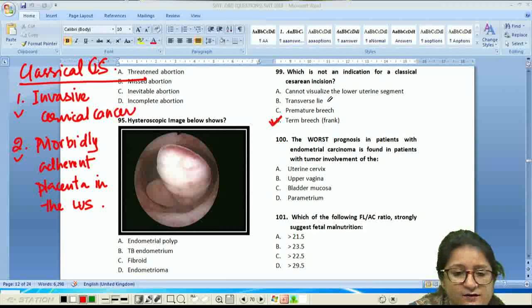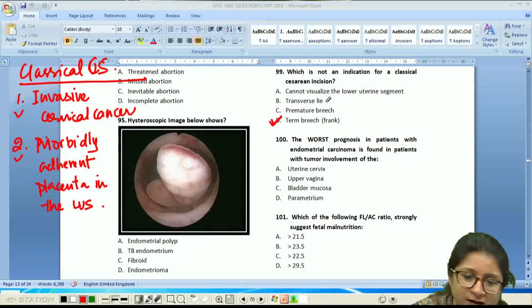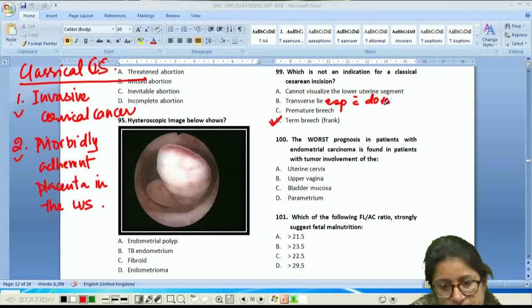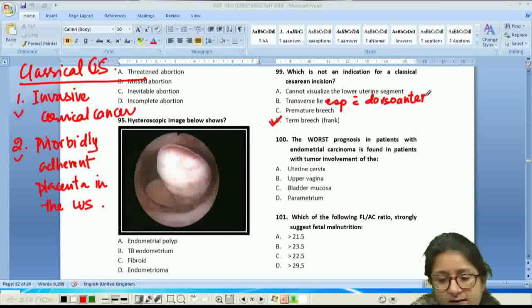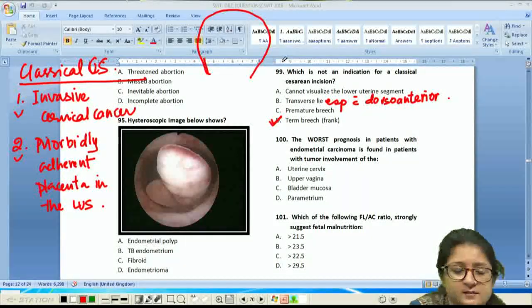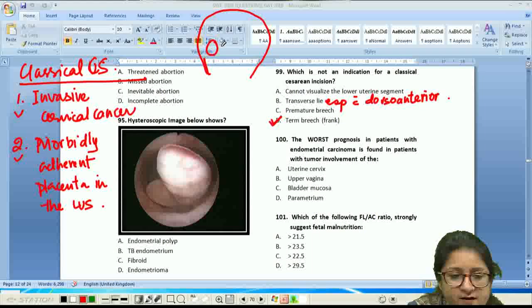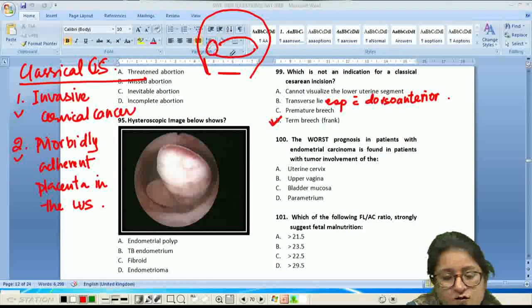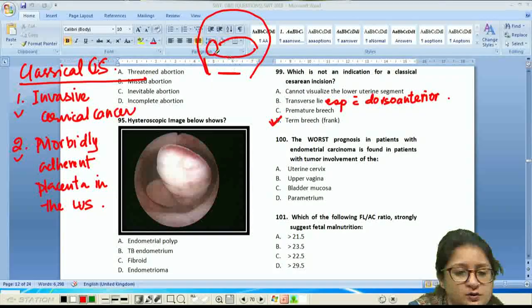With the transverse lie, we do not always go for a classical cesarean section, but sometimes the incision can need to be classical, and this especially with dorso anterior, that means the back anterior. So imagine if this is the uterus and this is the fetus with back anterior. Now when the fetus is with back anterior and we have given an incision in the lower segment, we have no knobby structure to grasp the fetus and deliver the baby with, right?